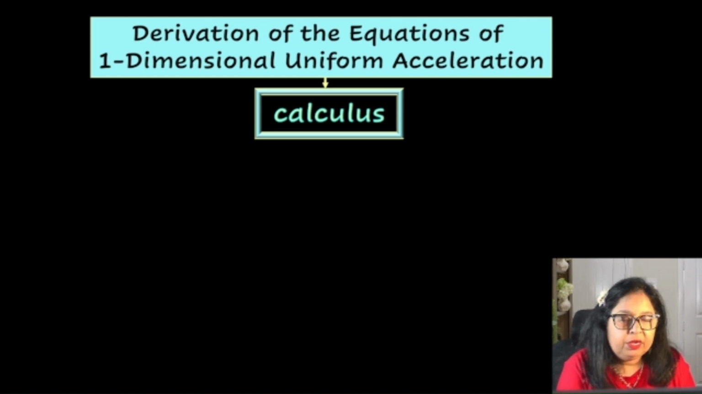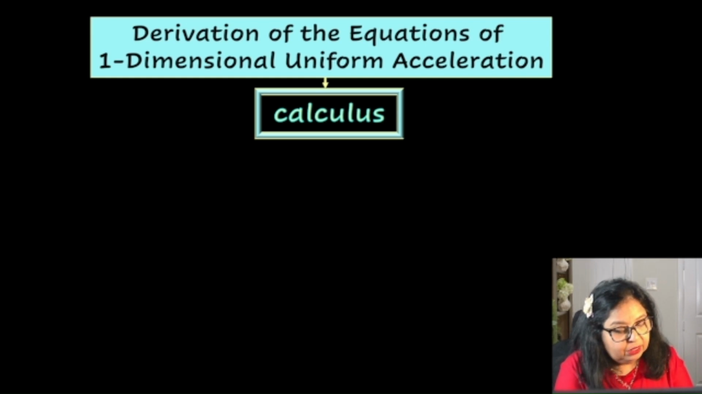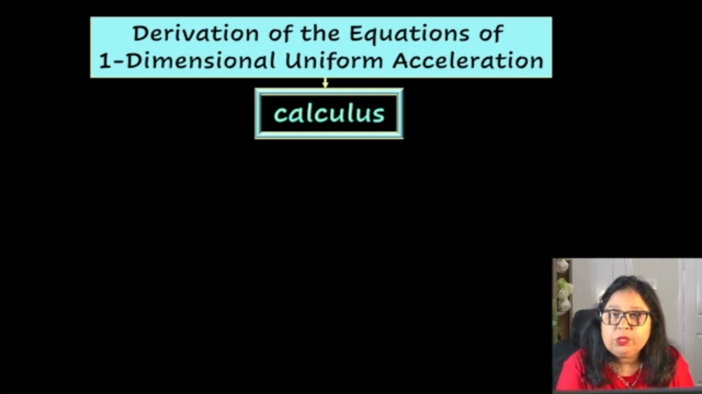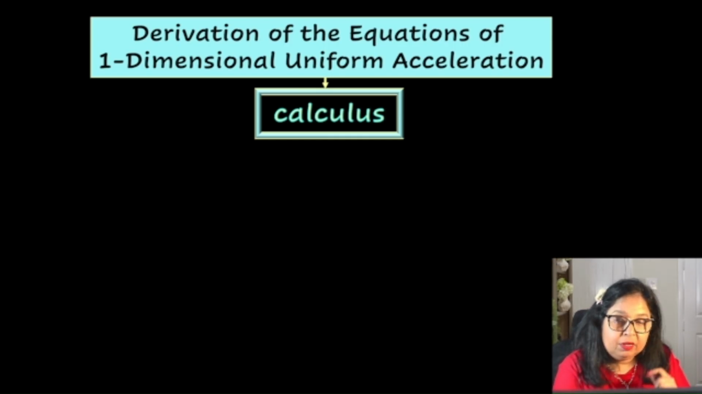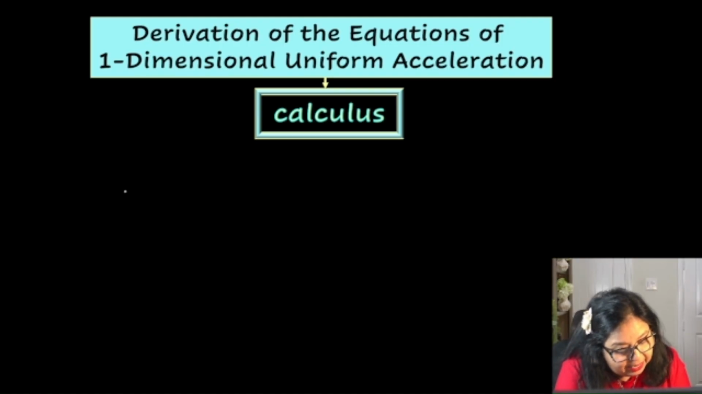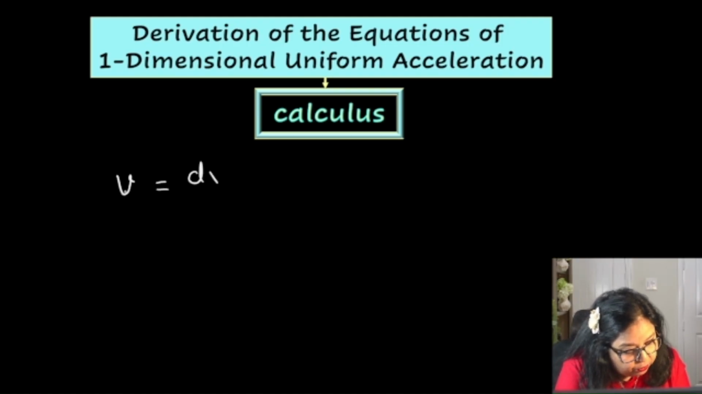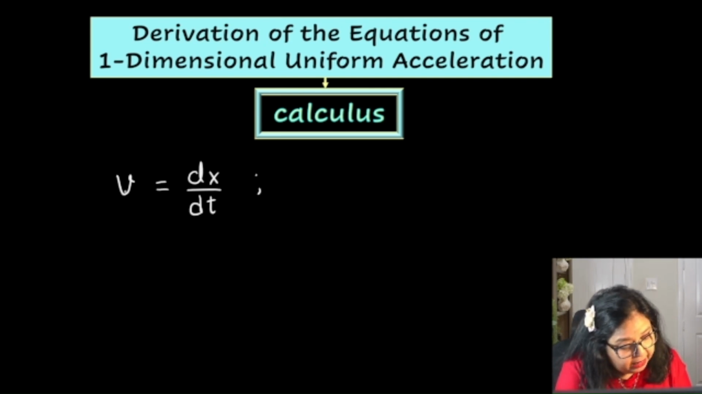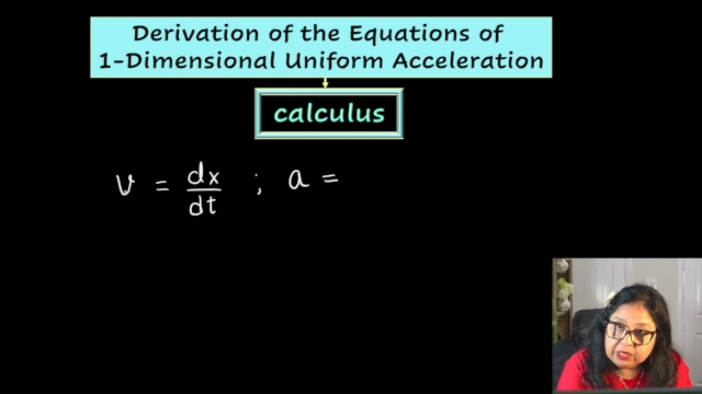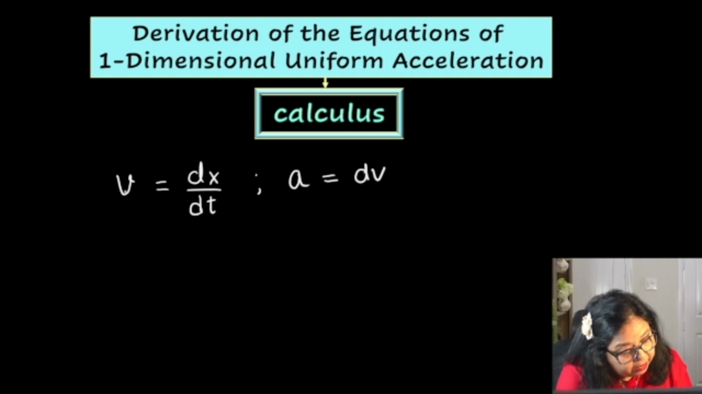Now we're going to derive the 3 equations of motion using calculus. Just like before, we are deriving these equations from the first principles, from the very fundamental equations. So which are the fundamental equations of motion in calculus? Those equations are the equation of instantaneous velocity, v, which is equal to the differentiation of the position function with respect to time. This is your instantaneous velocity. And then we have a, the instantaneous acceleration, defined as the derivative of the velocity function with respect to time. Using these 2 equations, what do we want to derive?